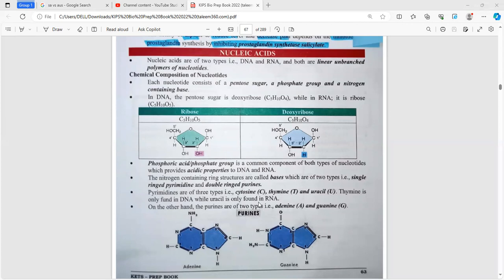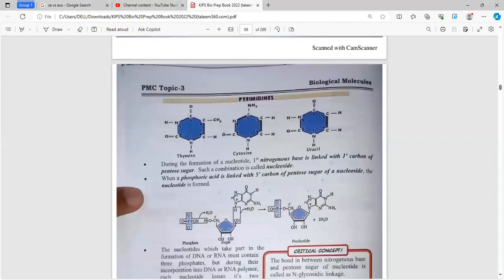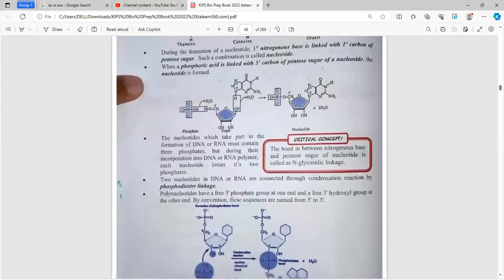Now we need to know the difference between a purine and a pyrimidine. You just need to remember that purines always have double rings, I mean two rings attached to them. And the principal examples are adenine and guanine. And the examples of pyrimidines are cytosine, thymine, and uracil. As you can see, they all have only single rings, whereas purines have double rings attached to them. This covers purines and pyrimidines pretty much.